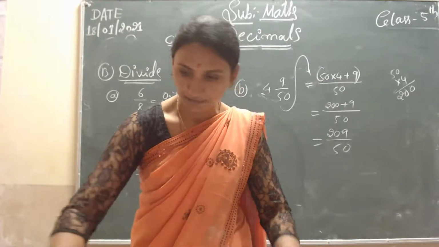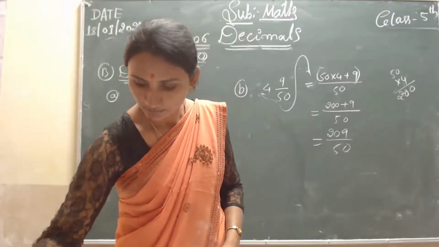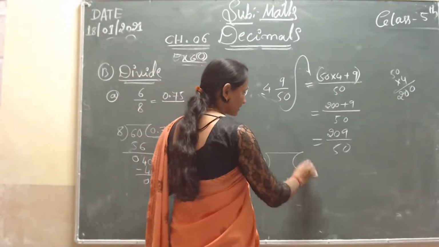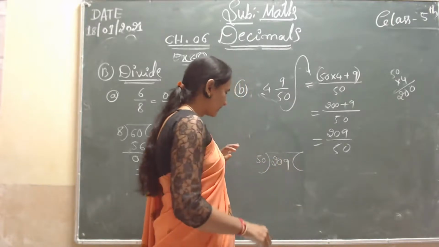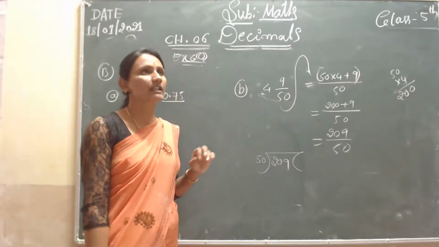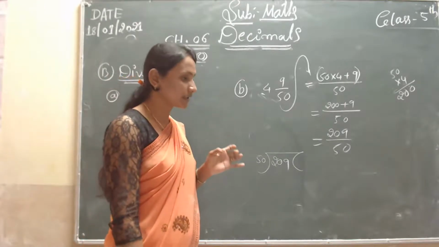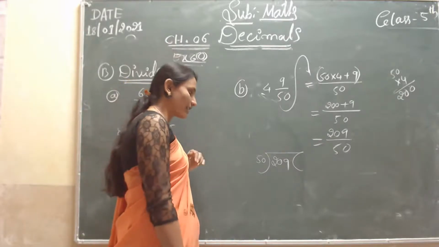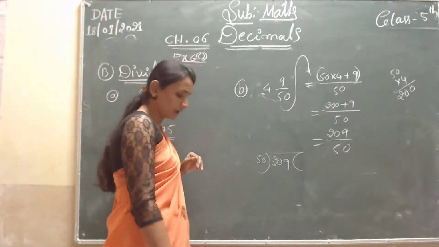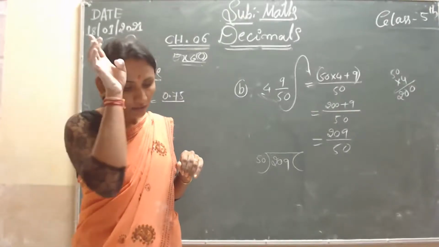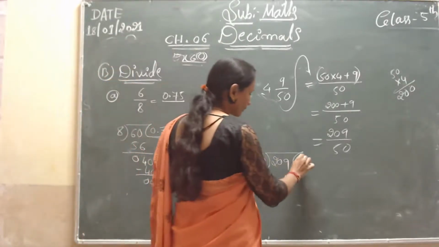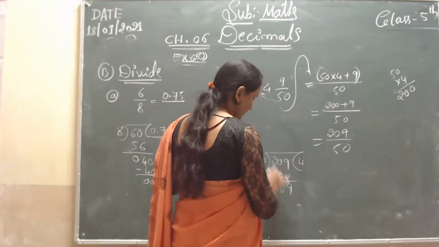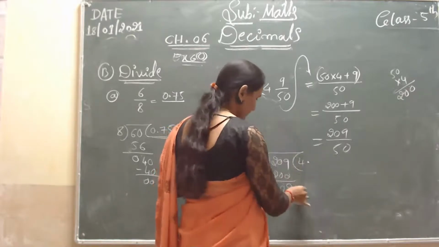So in division, 50 is the divisor and 209 is the dividend. So I have to search the 50 table for the number nearest to 209. Yes, students, you have to take 4. 50 4s are 200. So 9 is left. Next you have to write the point and take a 0.